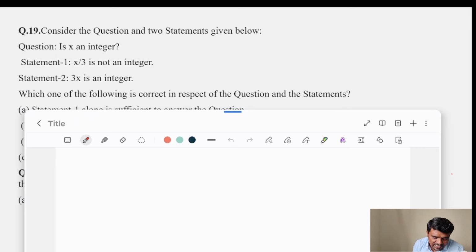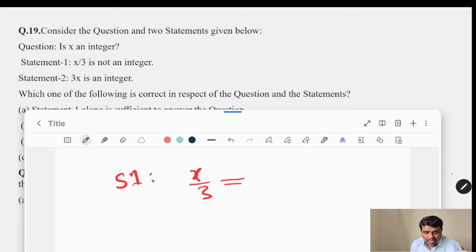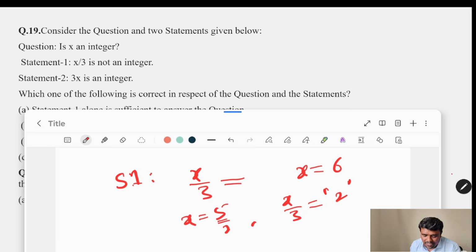Statement 1: x by 3 is not an integer. If x by 3 is not an integer, does it confirm whether x is an integer or not? I will give you 2 counter examples. For example, x equal to 6. That time x by 3, 6 by 3, which is 2. That means x is an integer here. If I choose x equal to 5, x is an integer here. Remember, x by 3 means 5 by 3, which is not an integer. It's a fraction.